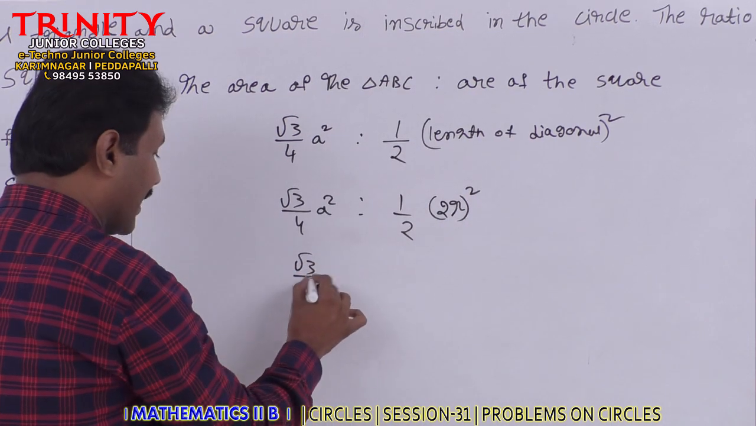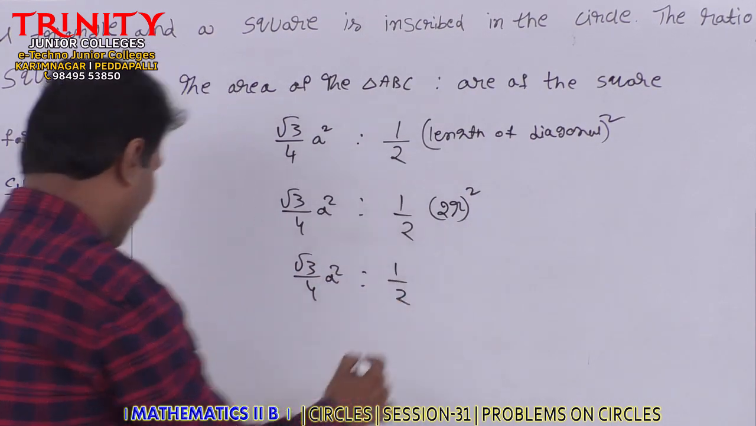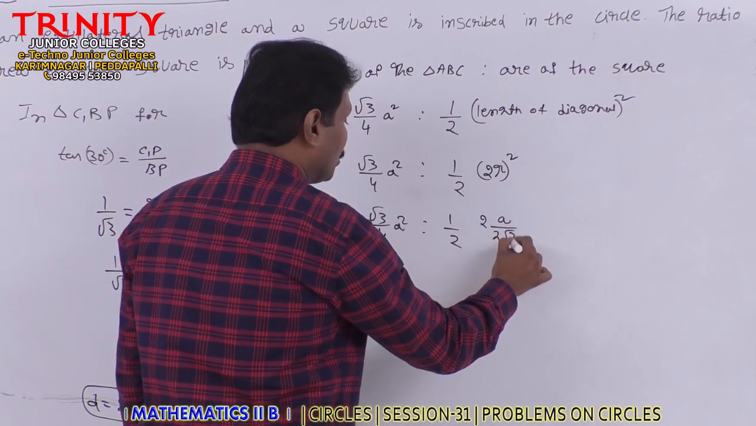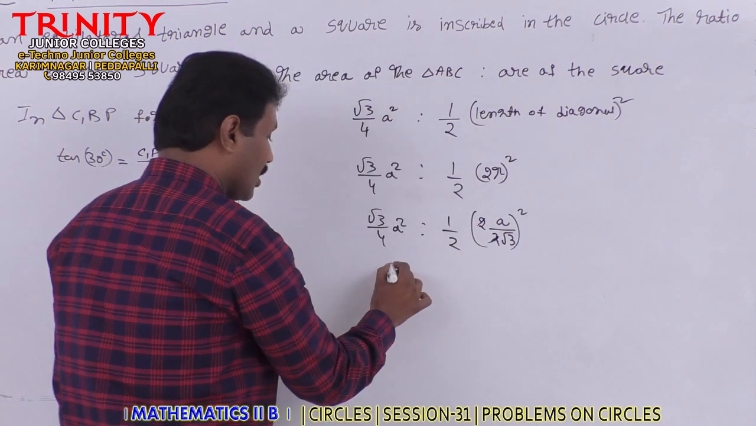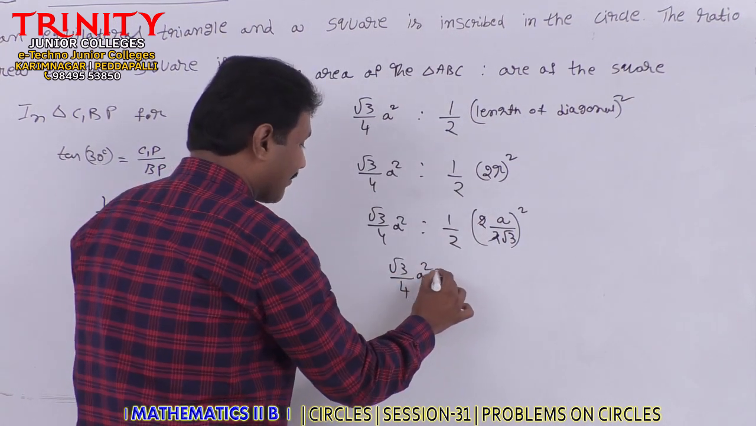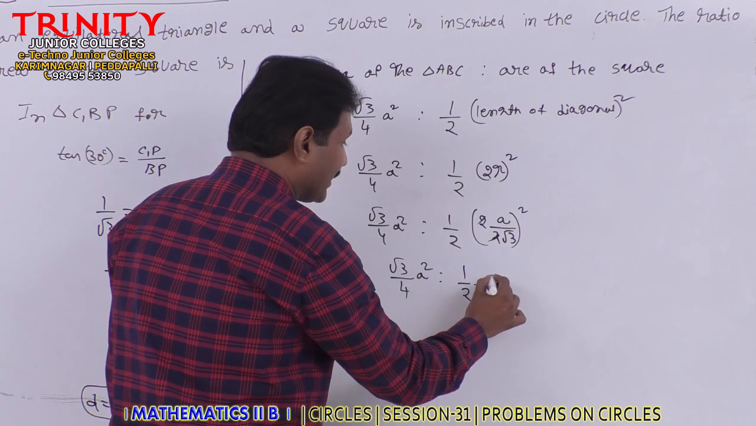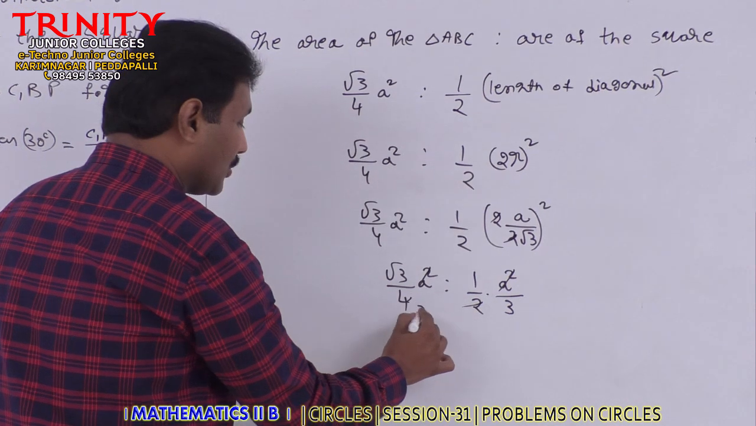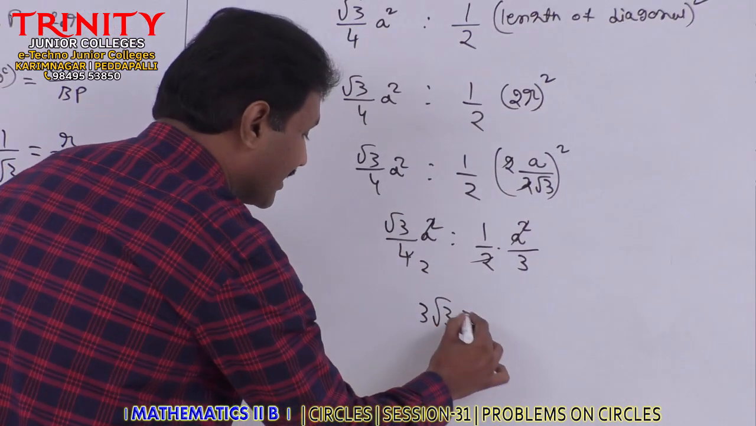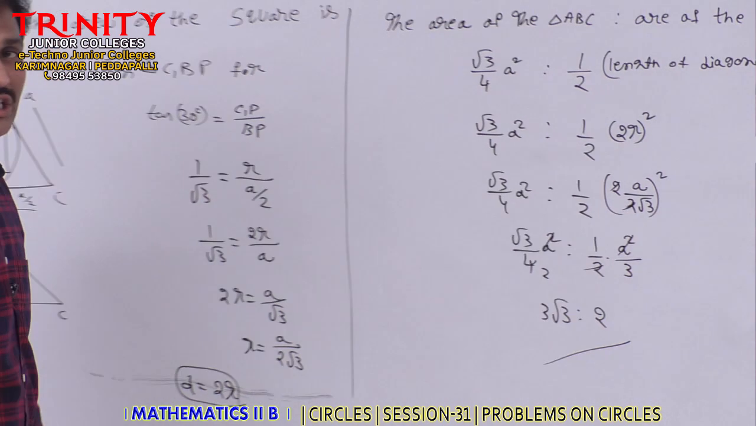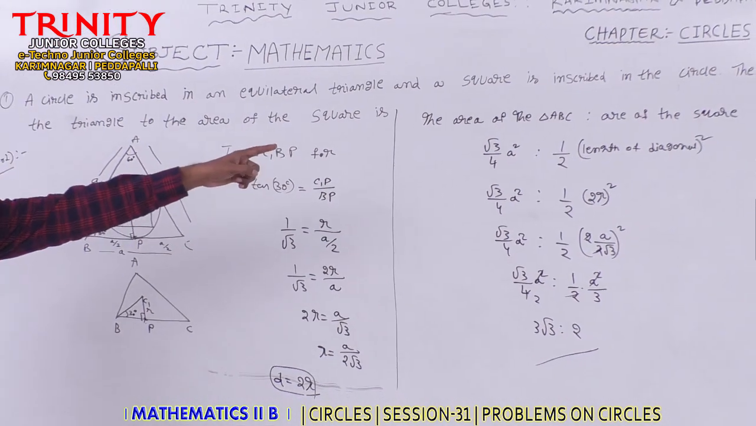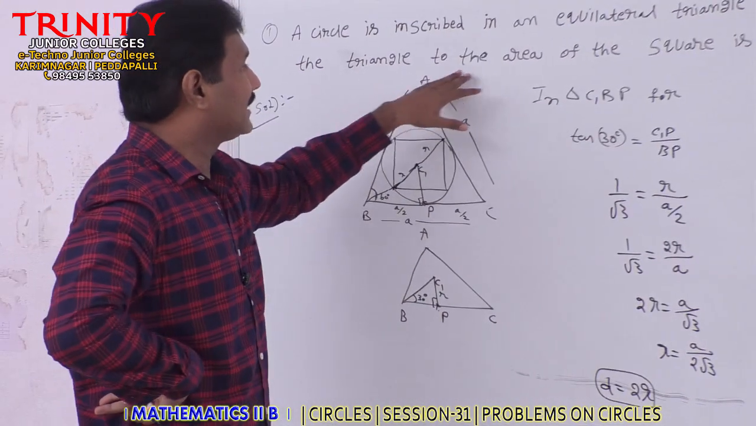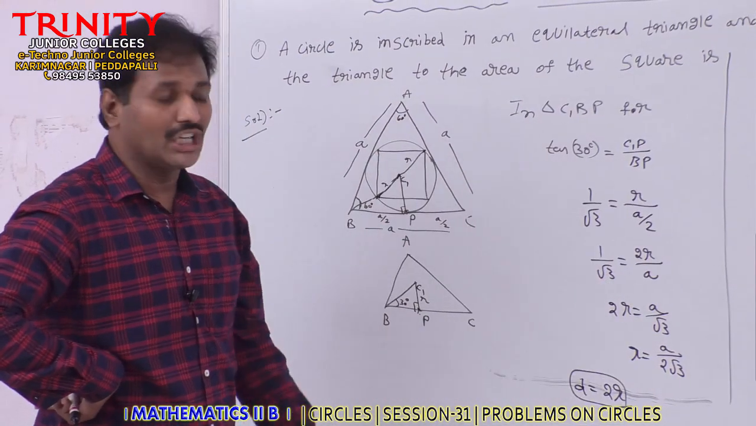That equals root 3 by 4 a square is to 1 by 2 into (2r) means 2 into (a by 2 root 3) whole square. Cancel. Root 3 by 4 a square is to 1 by 2 into a square by 3, a square cancel. That equals 3 root 3 is to 2. Therefore, the ratio of the area of the equilateral triangle to the area of the square is 3 root 3 is to 2.